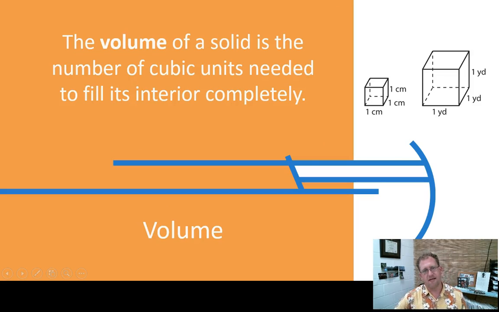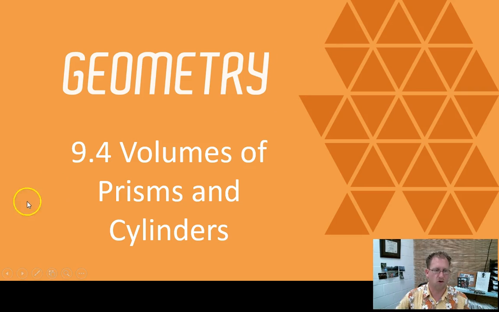Area, remember, is the number of square units that you need to cover the surface of an object. Volume now is the number of cubic units you need to fill an interior completely. So with surface area, we're looking at things like square centimeters. With volume, we're looking at things like cubic centimeters. Last couple of sections, your answers all had some kind of unit squared. Now you're going to have answers that have some kind of unit to the third power, because we're talking about cubic units.